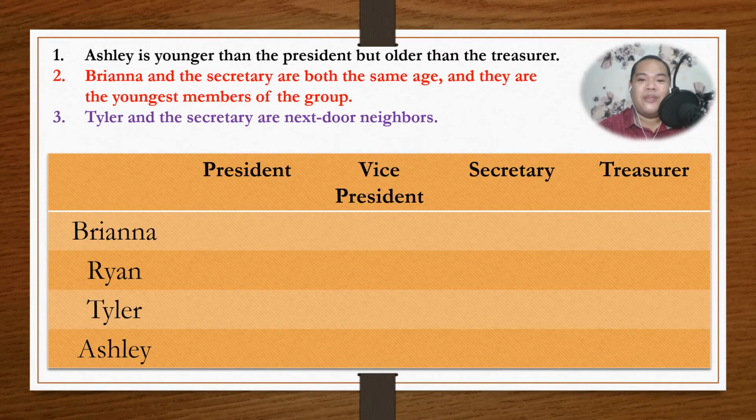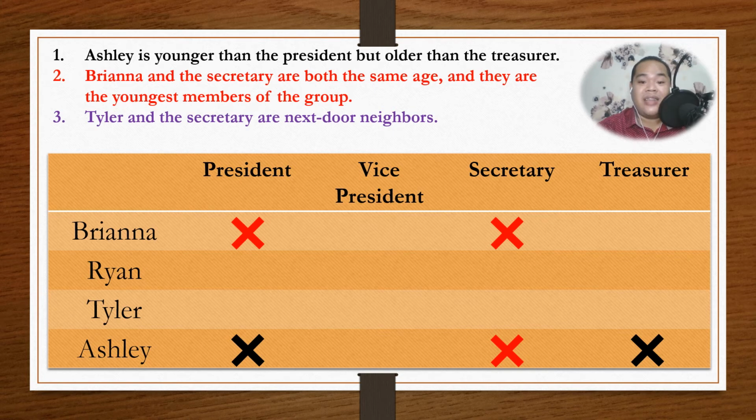Let us now solve the problem using the first hint. Ashley is younger than the president but older than the treasurer. It gives us the idea that Ashley is not the president nor the treasurer. Number two: Brianna and the secretary are both the same age, and they are the youngest members of the group. Therefore, Brianna is not the secretary. It also gives us the idea that Brianna is not the president, since Ashley is younger than the president. Also, Ashley is not the secretary because Ashley is not the youngest member of the group.